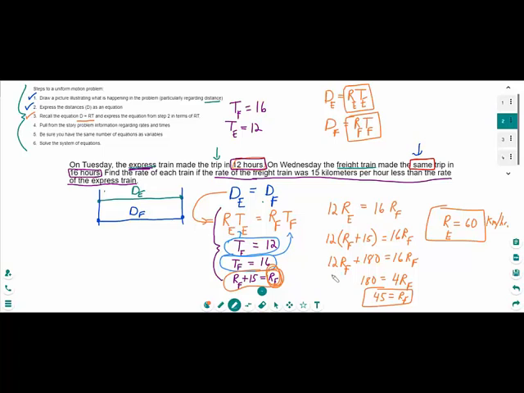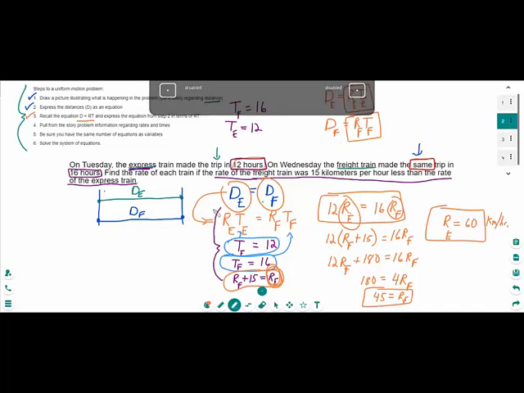Now, we certainly could plug in R sub E and R sub F into this equation right here, and we could solve for these two distances if we wanted to. Okay. All right. So hopefully that kind of made sense.